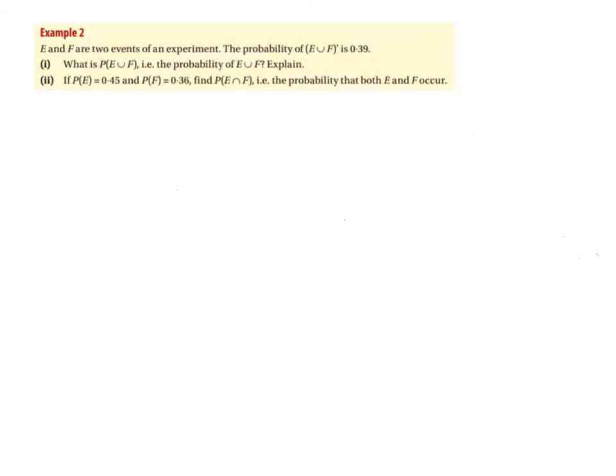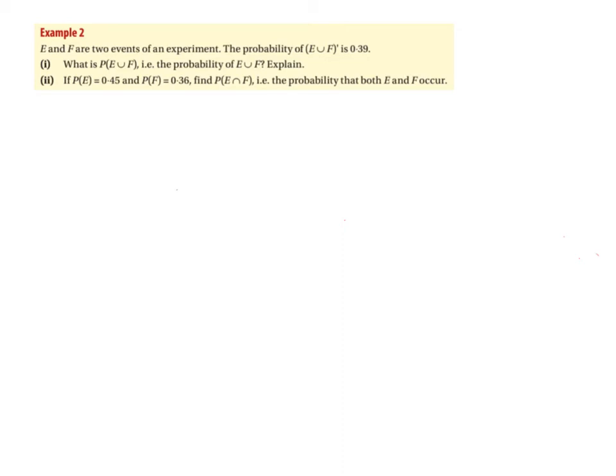The last one here then, example 2, is E and F are 2 events of an experiment. The probability of E union F complement is 0.39. What's the probability of E union F? And explain why. It's quite obvious. And if the probability of E is equal to 0.45, the probability of F is equal to 0.36, find the probability of E intersection F, i.e. the probability that both of these things occur. Okay, so let's have a look at the first one.